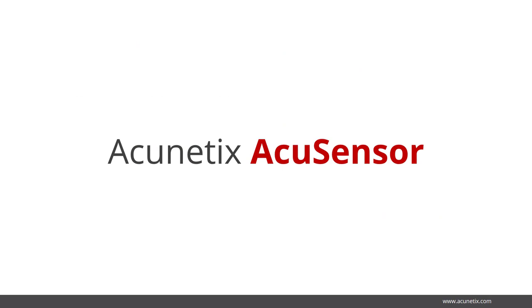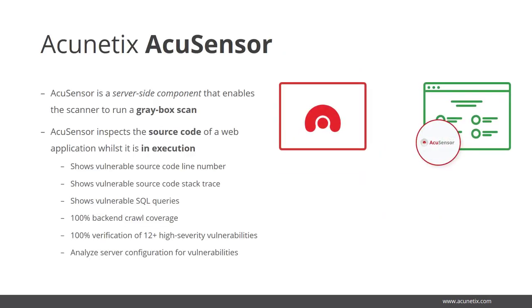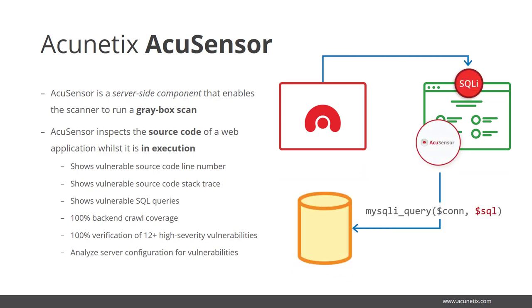Finally, we'll talk about AcuSensor. AcuSensor is a standard component with Acunetix that can be installed on the server side to provide what's known as a gray box scan. Black box scanners, including Acunetix without AcuSensor, don't have access to the web application's code. On the other hand of the spectrum, source code analysis tools can't always understand what's happening when the code is in execution.